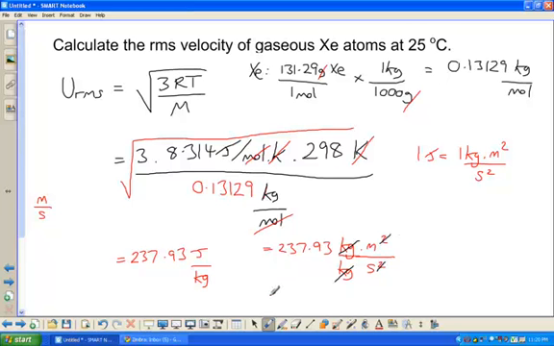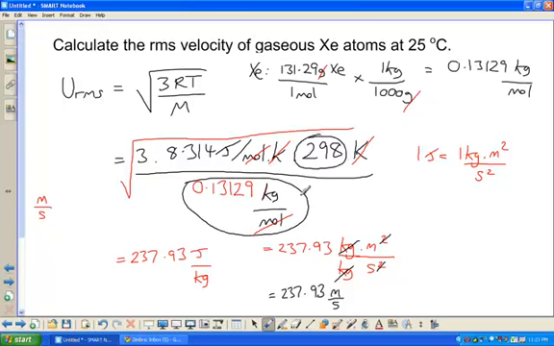So what we have is 237.93 meters per second. That is the root mean square velocity of gaseous xenon atoms. So really, the only thing that's going to make this different from one atom to another is the molar mass, and of course the temperature. Alright? So figuring this out is not all that complicated, you just got to know how to use this formula. That is root mean square velocity. Alright, thank you.